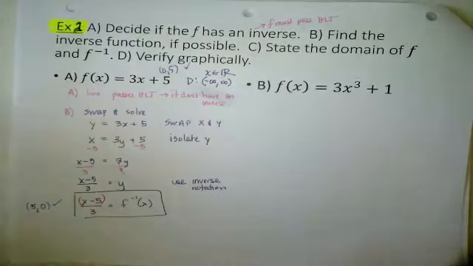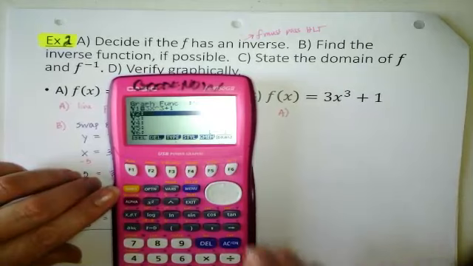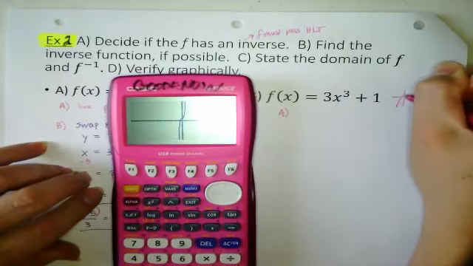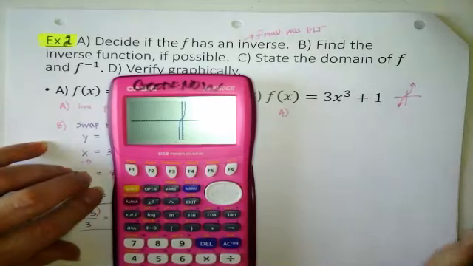Let's look at this. This is a cubic function. Oh my goodness, I keep hitting the wrong thing. Okay, I'm going to delete these. Okay, and we're going to start here looking at our original function. So the first thing is decide if f has an inverse. So I'm going to type it in, 3x cubed plus 1. And this is a cubic function. It's sort of a stretchy S. That's a nice little slide.